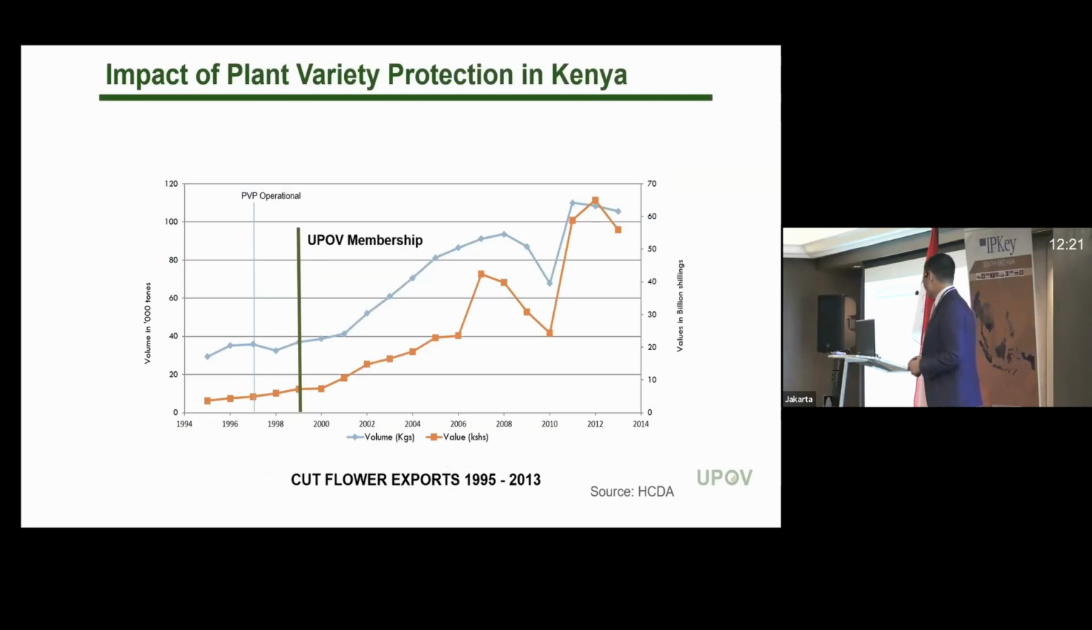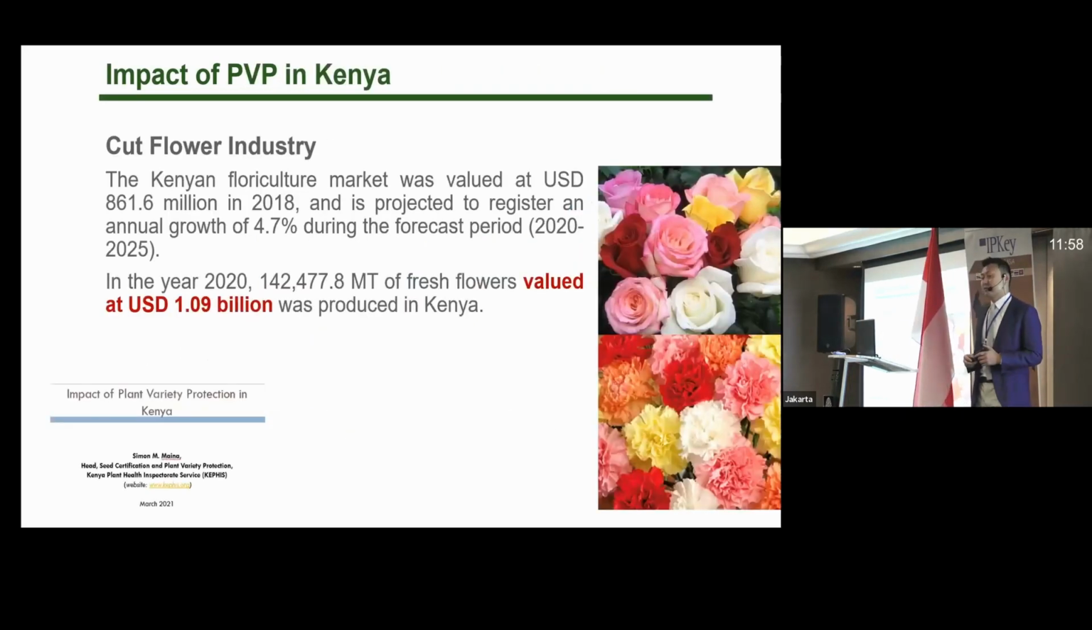And the other example comes from Kenya. After Kenya became a UPOV member, you can see the cut flower exports increased, both in value and in volume. And you can see Kenya gained more than $1 billion after becoming a UPOV member, because they got access to new plant varieties of flowers.